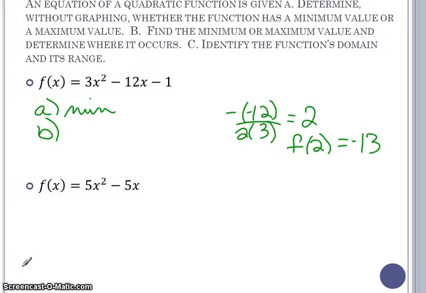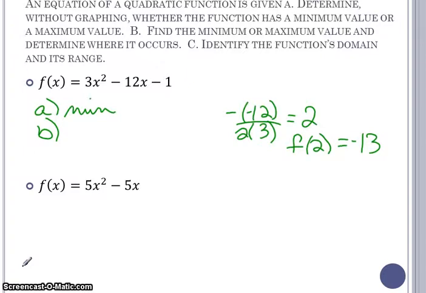How'd you know if it's maximum? Because if it opens up, think about drawing your parabola. Is that going to have a highest or a lowest point? It opens up, so that's why it's a minimum. But if it opens down, it'll have a highest point, so it'll be a maximum.